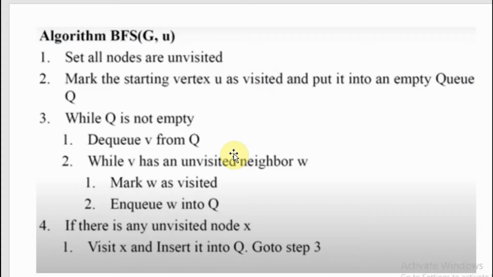While the queue is not empty, what you have to do is dequeue a particular vertex from the queue, that is, you have to remove the particular vertex from that queue. While the vertex has any unvisited neighbor, say W, mark W as visited, then enqueue W into Q. So mark W as visited and enqueue W into the queue. If there is any unvisited node, say X, visit that X, insert it into the queue and go to step 3. So this is how you perform the algorithm of BFS.